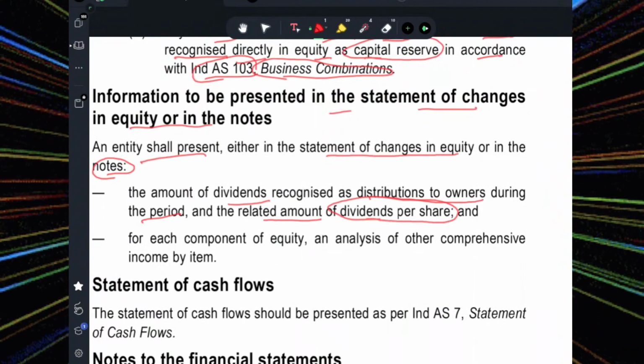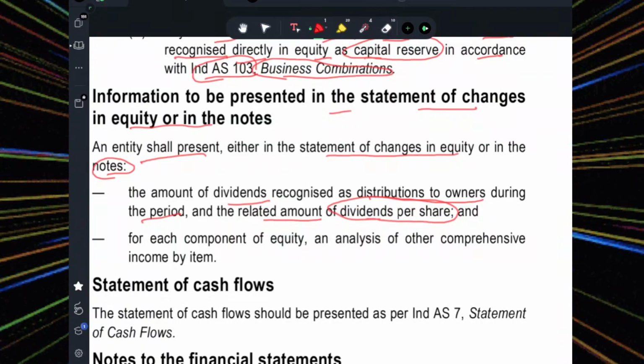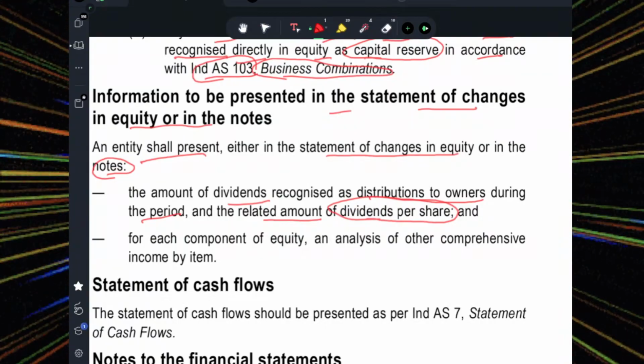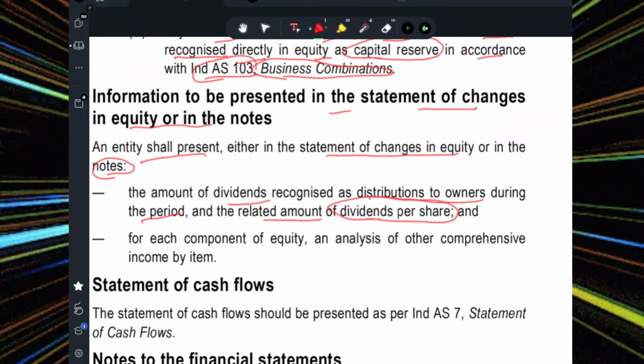So I have given dividend to shareholders. What is the amount? When it is declared, what is the dividend per share? How much are they getting? How many shareholders are getting it? What kind of shareholders? How much amount? All that is to be given.